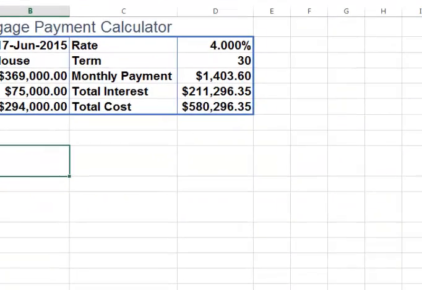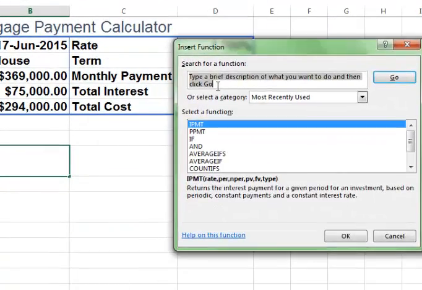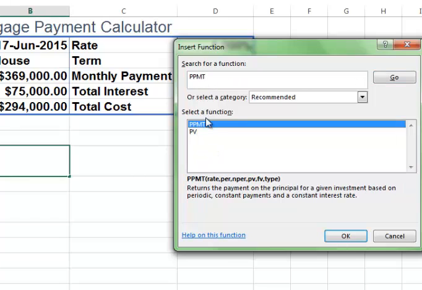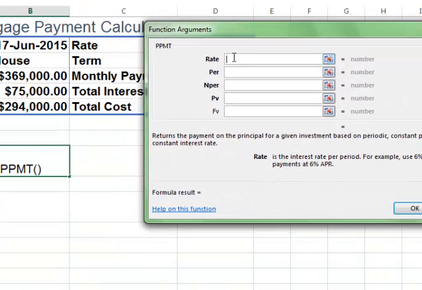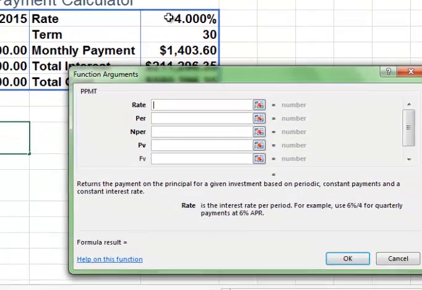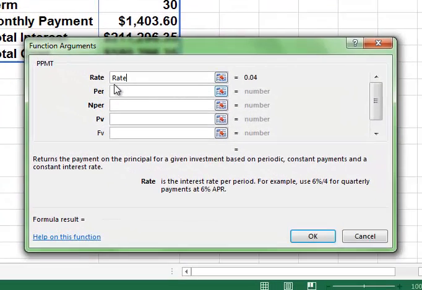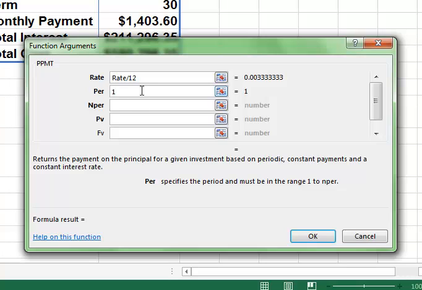So again, we're going to go into the function wizard, and I'm going to type in PPMT, and that searches for it. We'll use the PPMT function. The rate, again, is found in cell D2. They've named it rate, that's why it's popping up rate. And then we're going to divide that by 12 for the same reasons as I mentioned previously. And then the PER is the period for which you're trying to determine what the principal portion is. And in our case, it's going to be the first payment that we make. So we'll just type in a number 1 there.